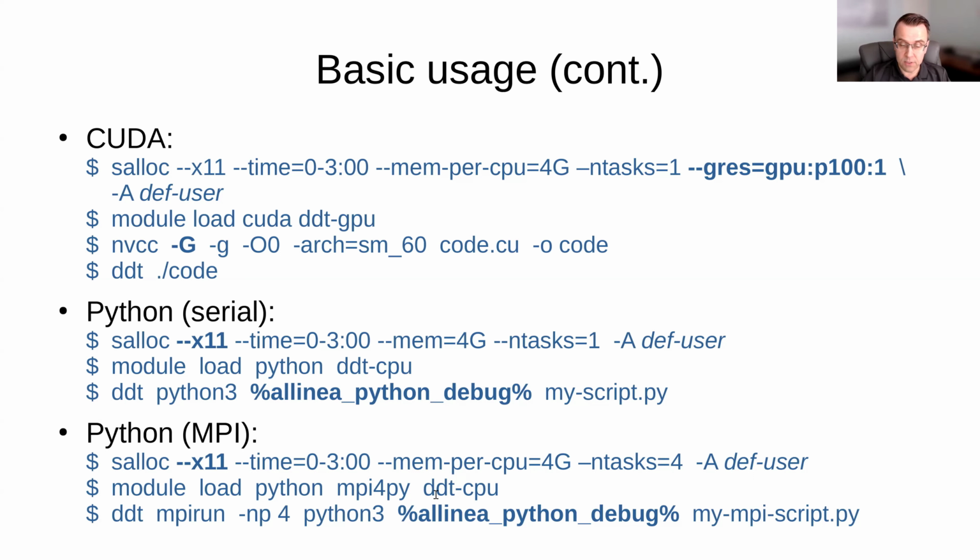MPI Python debugging is possible with the mpi4py module, so you have to load it first. And you add a couple of extra commands in your DDT command. You have to add mpirun -np and then choose the number of ranks for MPI Python code debugging.